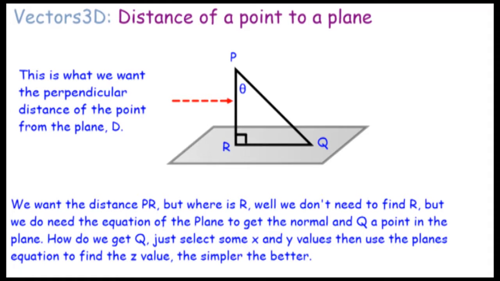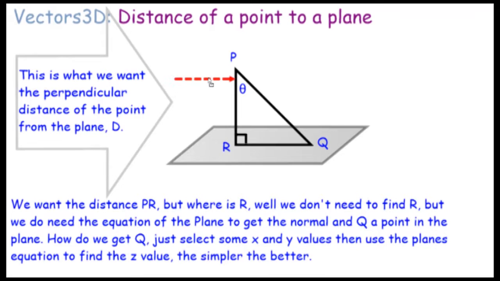Okay, now what do we want? Well, let's have a quick look at what we want. We bring this arrow in, and you can see here we want this bit from P to R. That's the perpendicular distance of P from the plane, this grey section here. We're going to let d represent this perpendicular distance, so d is equal to PR.